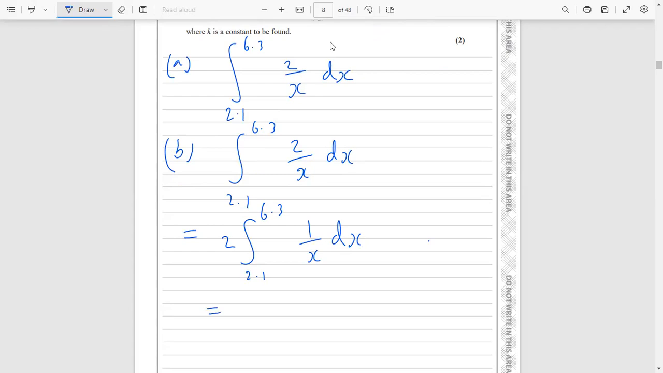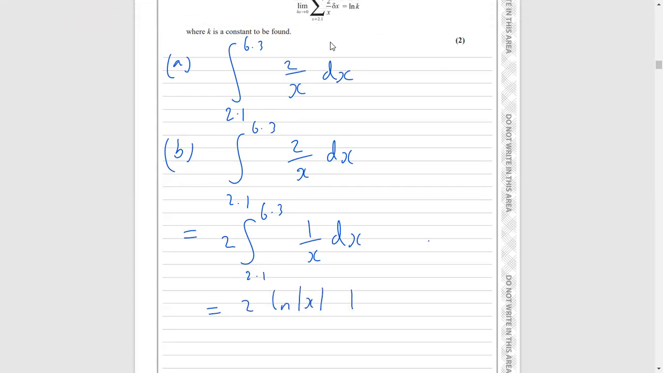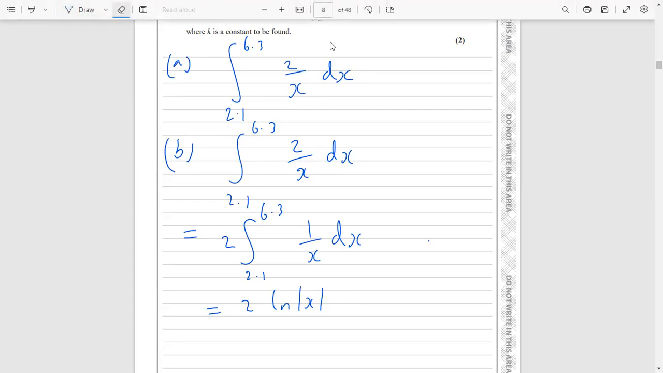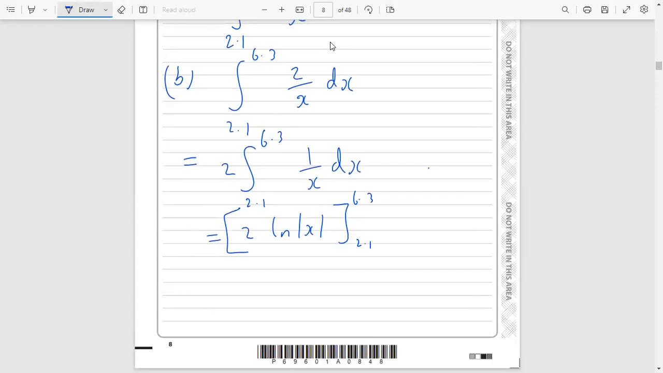And we know that integrating 1 over x gives ln x. So it's 2 times ln modulus of x, plus c technically, but obviously we're dealing with definite integration. We've got limits, so we're doing a definite integral here. So we have our limits, 2.1 up to 6.3. Now we're just going to plug in the 6.3 and the 2.1. So we get 2 ln 6.3 take away 2 ln 2.1. That's going to be our answer there.